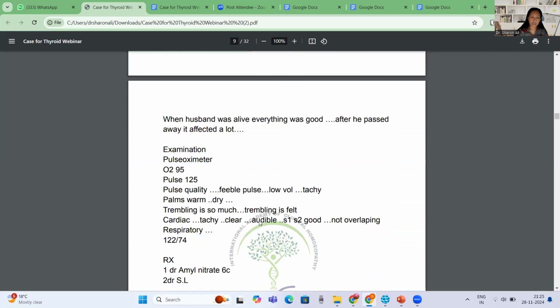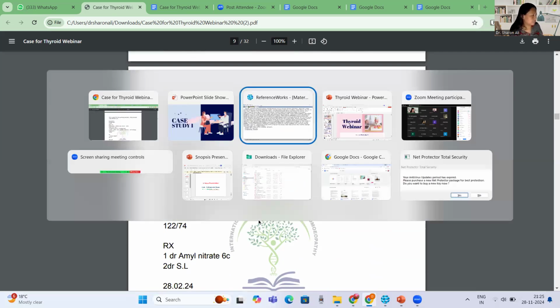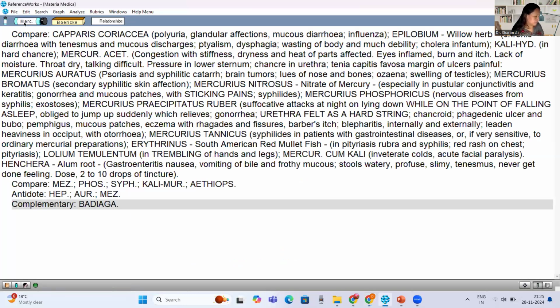When the husband was alive, everything was good. After he passed away, it affected her a lot. And this is the remedy I gave her. Now, amyl nitrate, as I showed you, what Phatak says is goiter from grief.